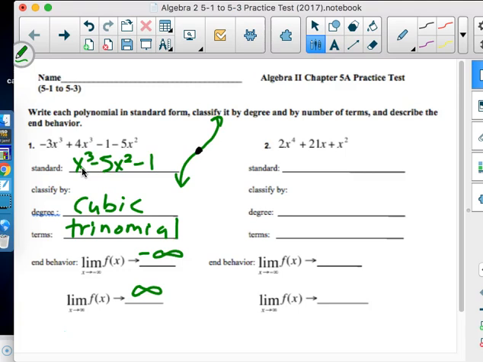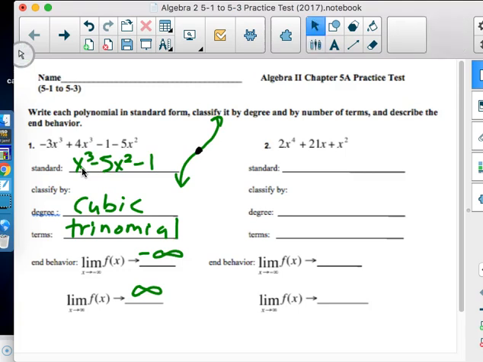Positive infinity. So that piece, we're not taking the graphing calculators away from you. You could graph this on your graphing calculator to see the end behavior too, but you have to know that down is negative infinity and up is positive infinity. That's not that big a deal.